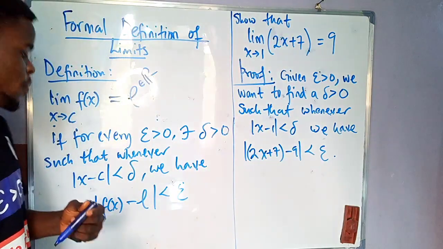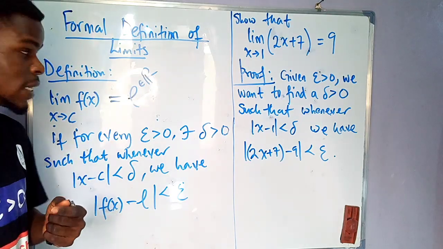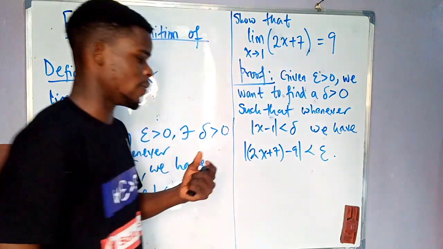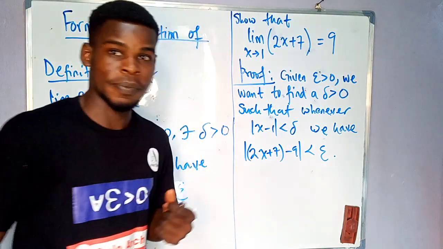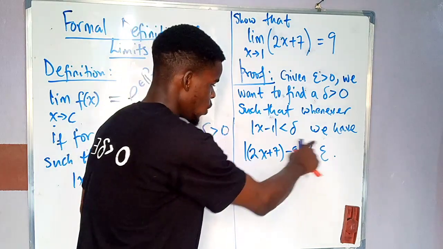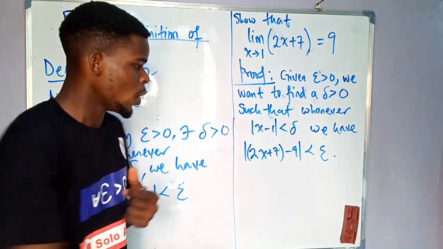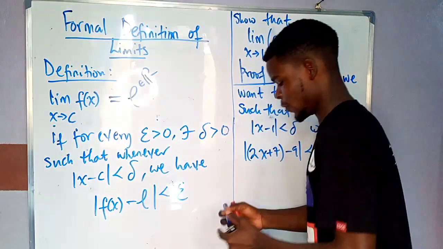So given epsilon bigger than 0, we want to find a delta greater than 0 such that whenever x minus 1, which is the value we are approaching, is less than delta, we have that this is less than epsilon. So our goal here is to find delta that makes this thing true. Whenever we find that, we are done. So how are we going to start? Well, we are going to start with this. Okay, so let's see what we have.